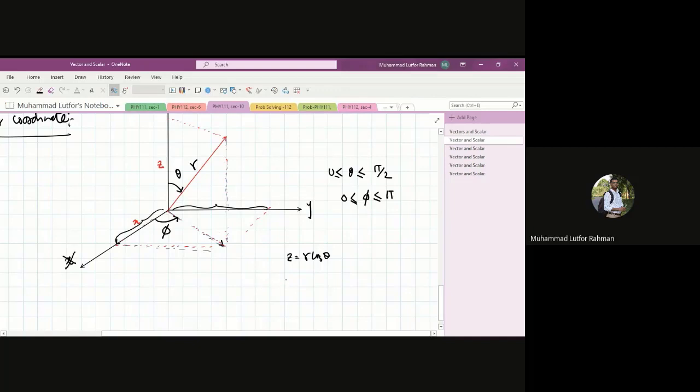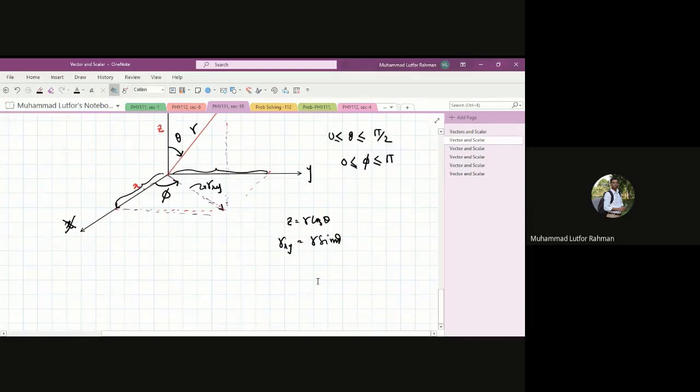Fine. Then in that case, I can say this could also be r xy. I write the xy because it is in the xy plane, which would be the projection of r in the xy plane. Then I can say r xy would be r sine theta, right? We can find that easily from the component idea.